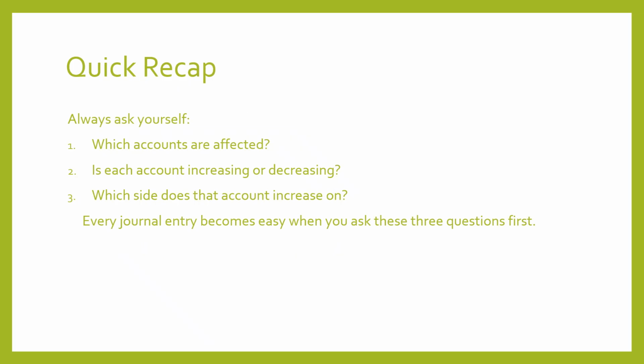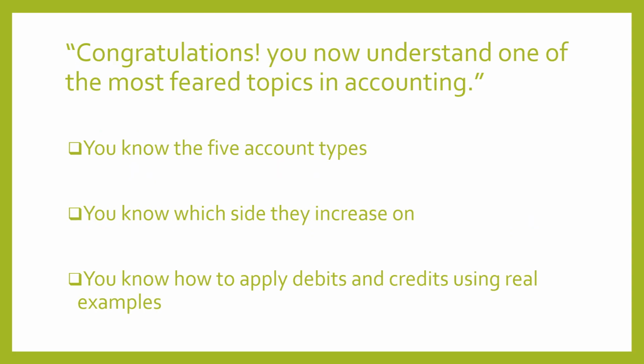A quick recap. Always ask yourself, which accounts are affected? For every single entry, every single transaction, always ask yourself which accounts are affected. Is each account increasing or is it decreasing? Which side does that account increase on? Now, every journal entry becomes easy when you ask these three questions first. Congratulations! You now understand one of the most feared topics in accounting. You know the five account types, you know which side they increase on, and you know how to apply debits and credits using real examples.